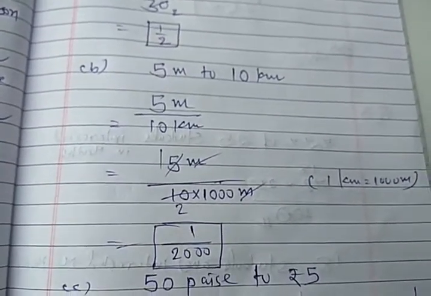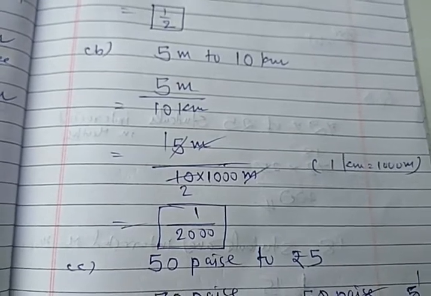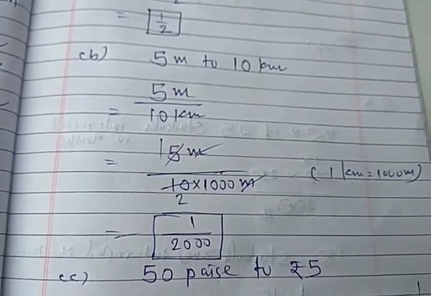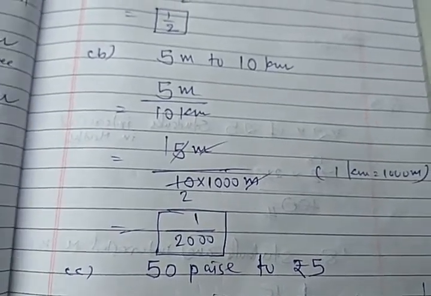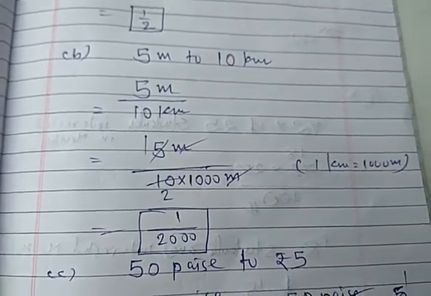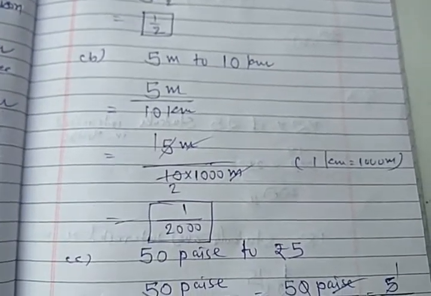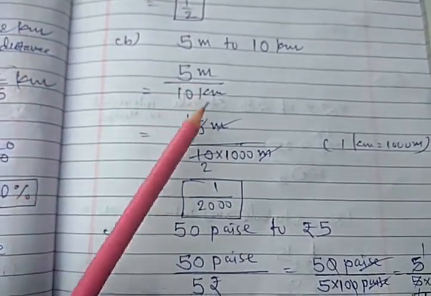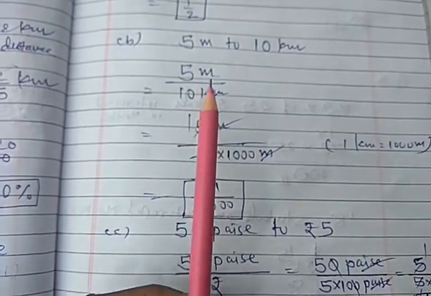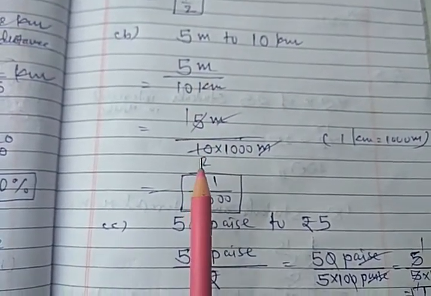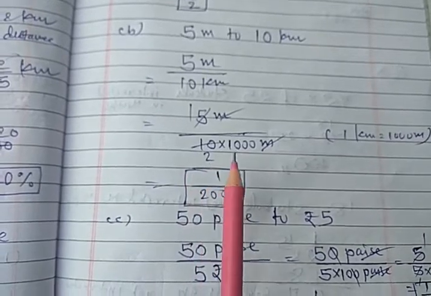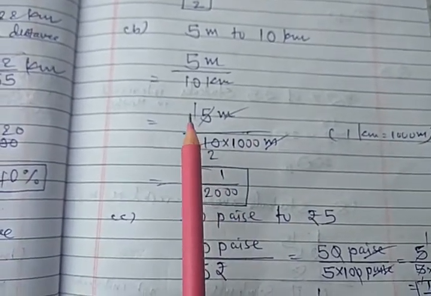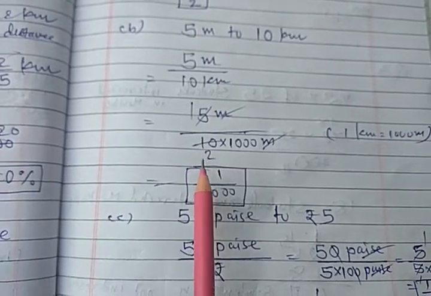Next is 5 meter to 10 kilometer. So 5 meter to 10 kilometer, students, here the units are different, right? In the numerator meter is there and in the denominator kilometer is there. So 5 meter, we have to convert bigger into smaller, right? So 10 into 1000 meter. Meter gone. Then 5 ones are 5, 5 twos are 10.